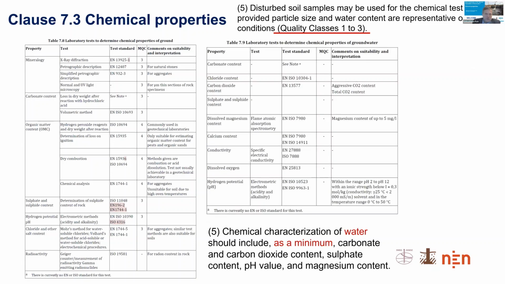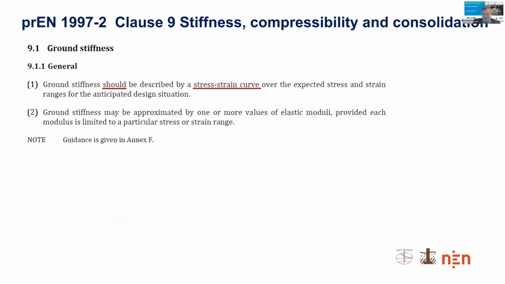in situ conditions. The other aspect, obviously, in soils that are porous media, in which the voids are filled with water, is that the chemistry of the water has a large influence on a specific problem that we can have with soils, and so it is suggested, strongly suggested, again, this is a should, that the chemical characterization of water as a minimum should include the identification of carbonate and carbon dioxide content, sulfate content, pH values, and magnesium content. These are considered as minimum standard for the characterization of the water in Eurocode 7 part 2.